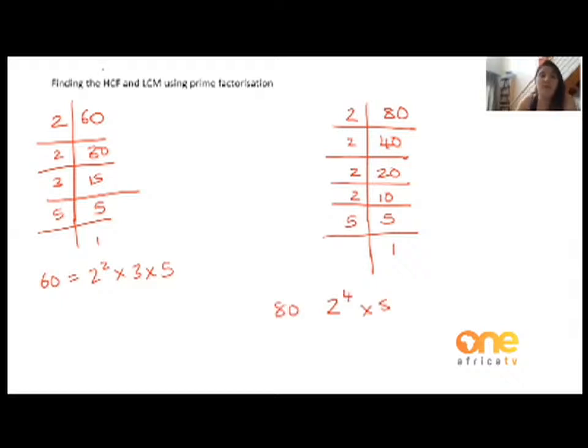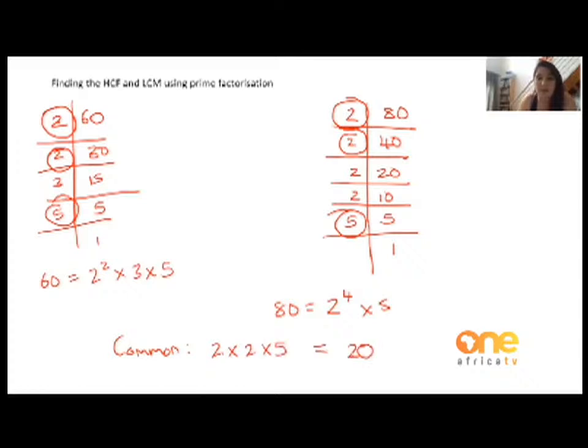Okay, so if I want to find the HCF, all I'm going to do is circle the ones that are common in each. So I'm going to say, okay, this 2 matches up with this 2 matches up with this 2, and then I just have one 5 that matches up. And so I can say, okay, what's common? Well, what's common is a 2, another 2, and a 5. And so 2 times 2 times 5 is 20.